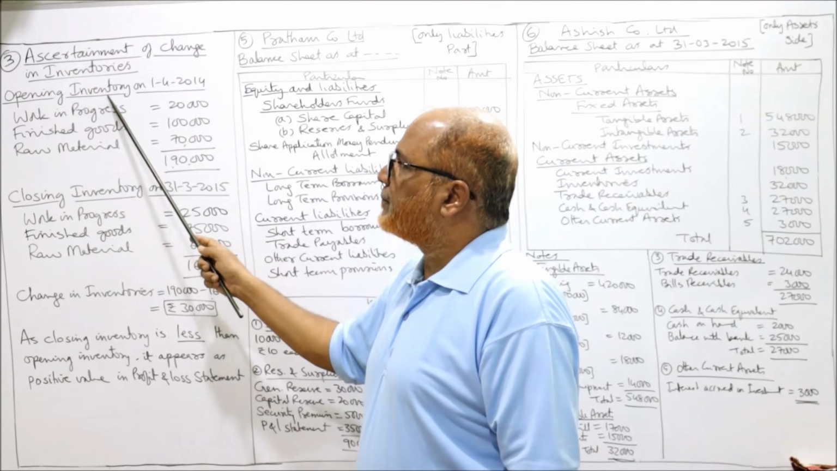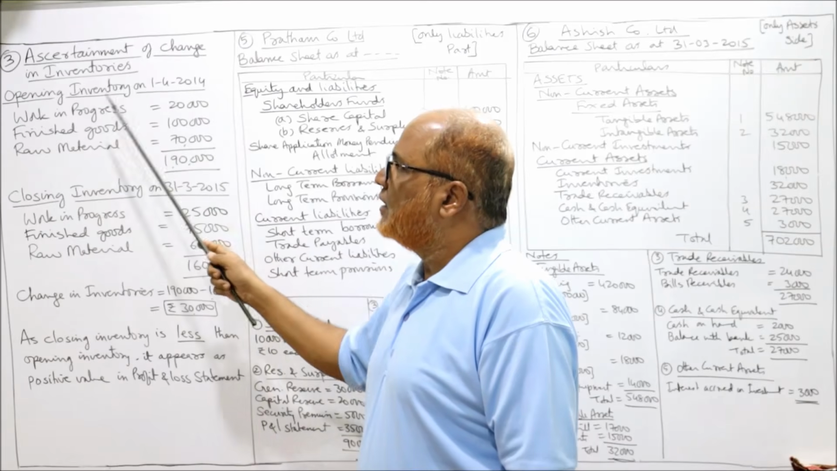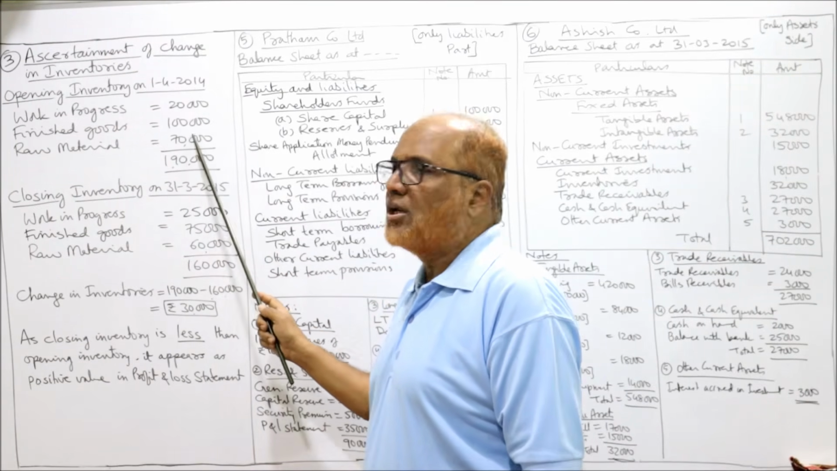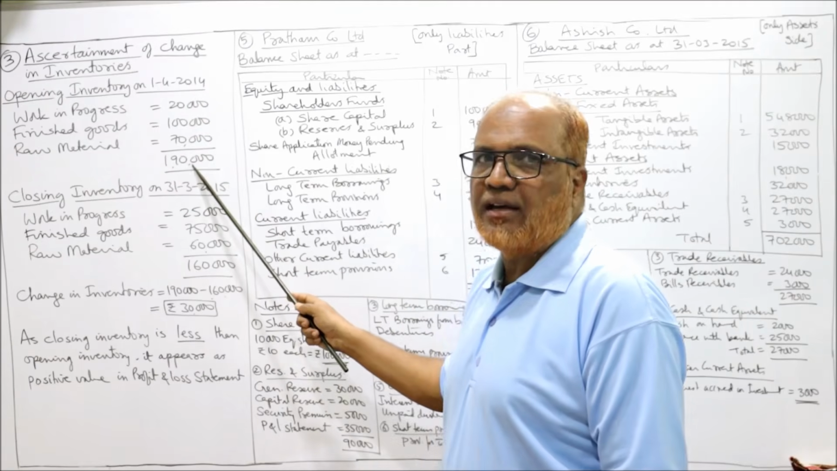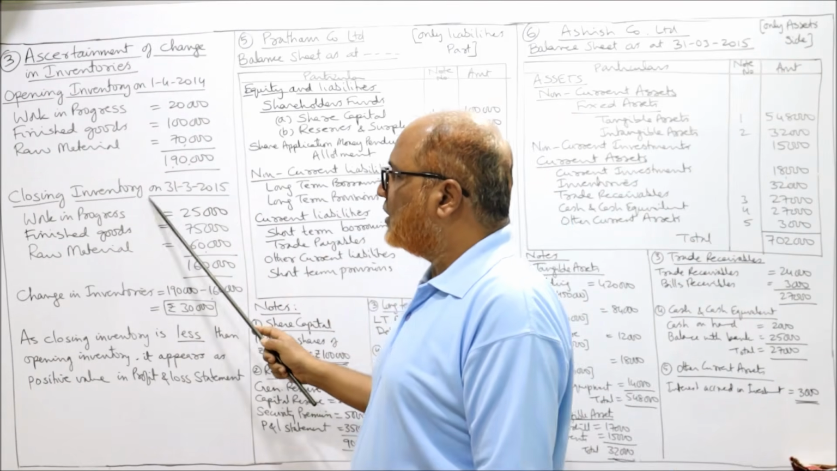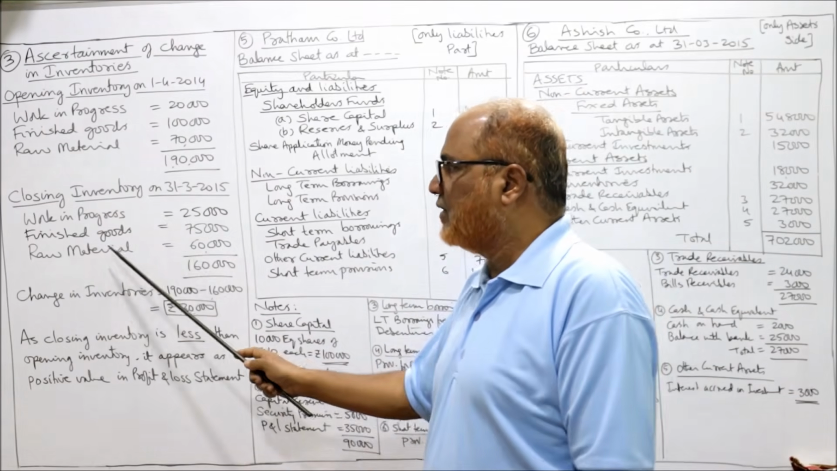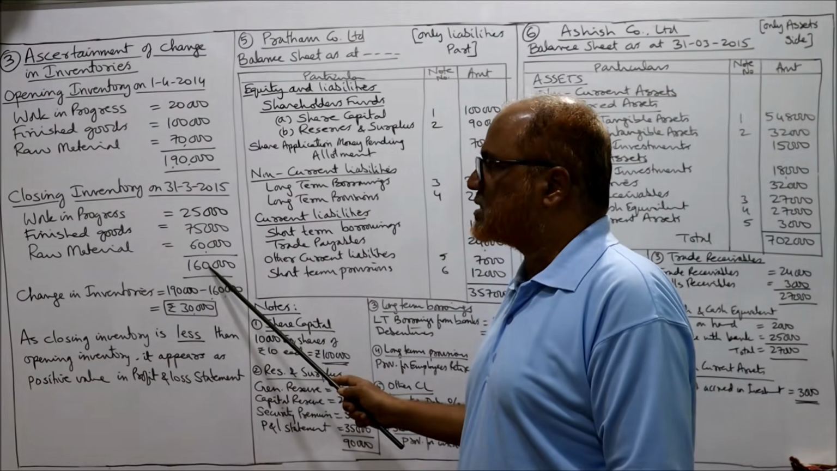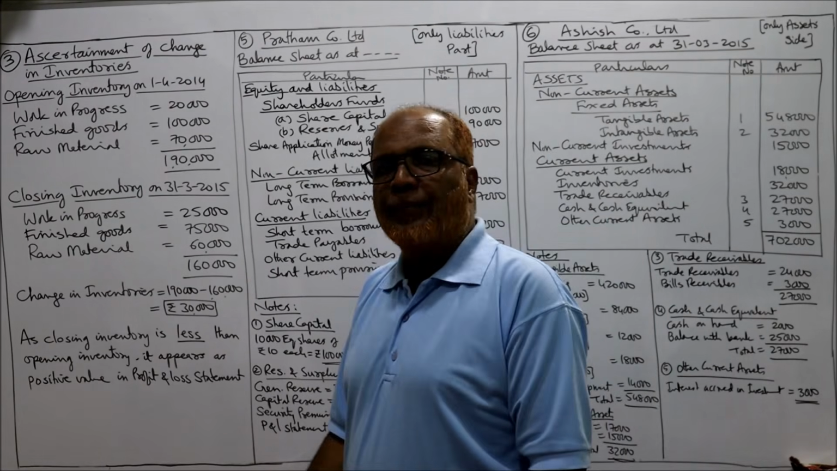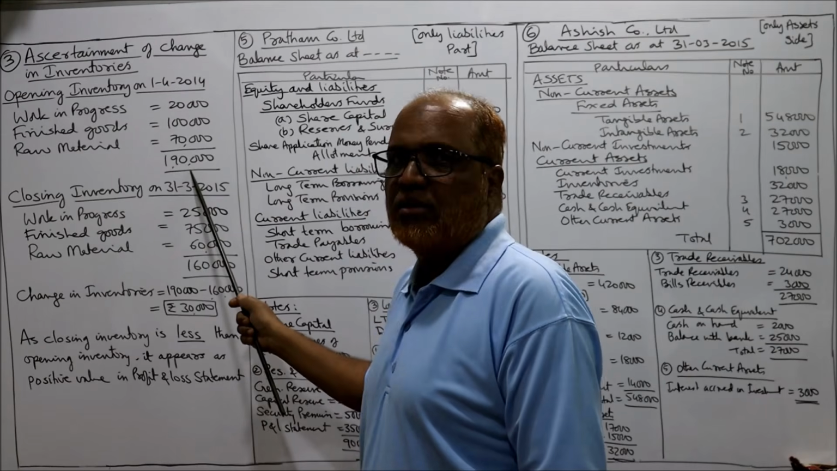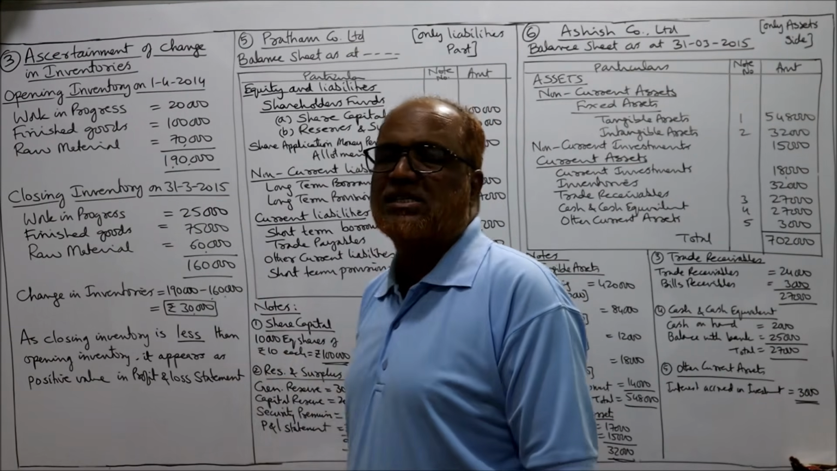Opening inventory on 1/4/2014. Work in progress 20,000, finished goods 1 lakh, raw material 70,000. The total of opening inventory 1,90,000. Closing inventory on 31st March 2015. Work in progress 25,000, finished goods 75, raw material 60, total 1,60,000. Now we can compare the opening and closing. The opening inventory 1,90,000, closing inventory 1,60,000.